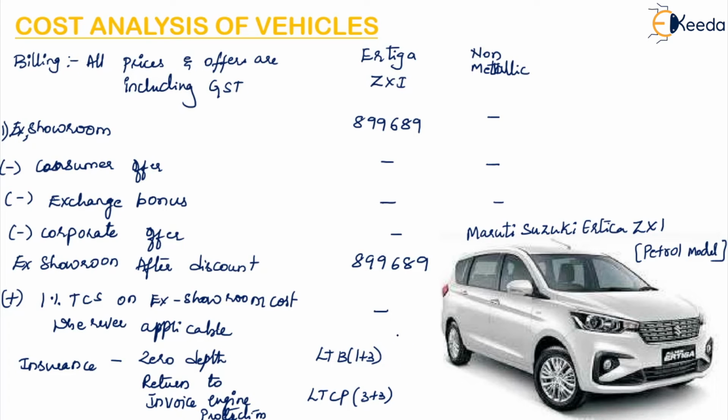So for 1 year, the insurance is 42,731, and for 3 years, the insurance is 74,326. This is for 3 years. So depending upon how many years you want to make the insurance, you have to pay the amount. Plus, you are adding the RTO tax, which is for the car.